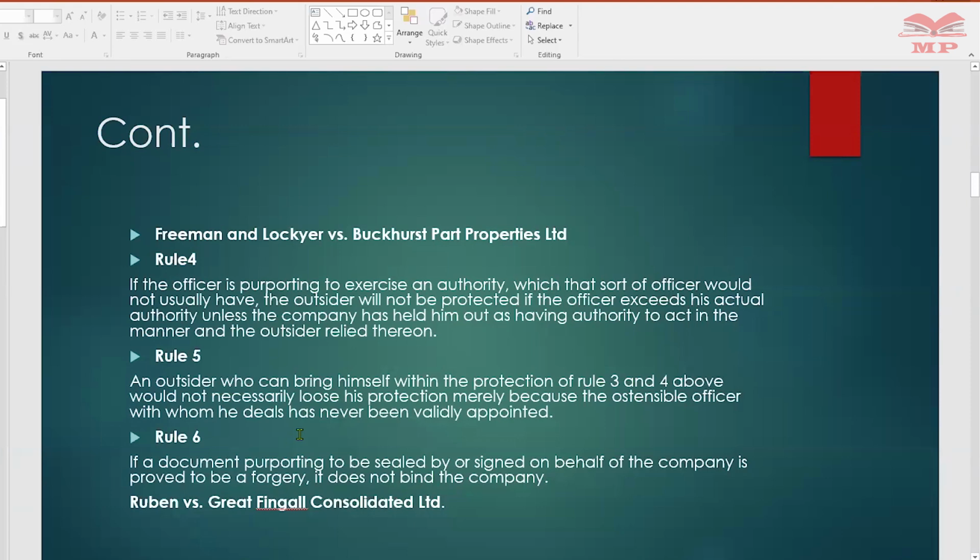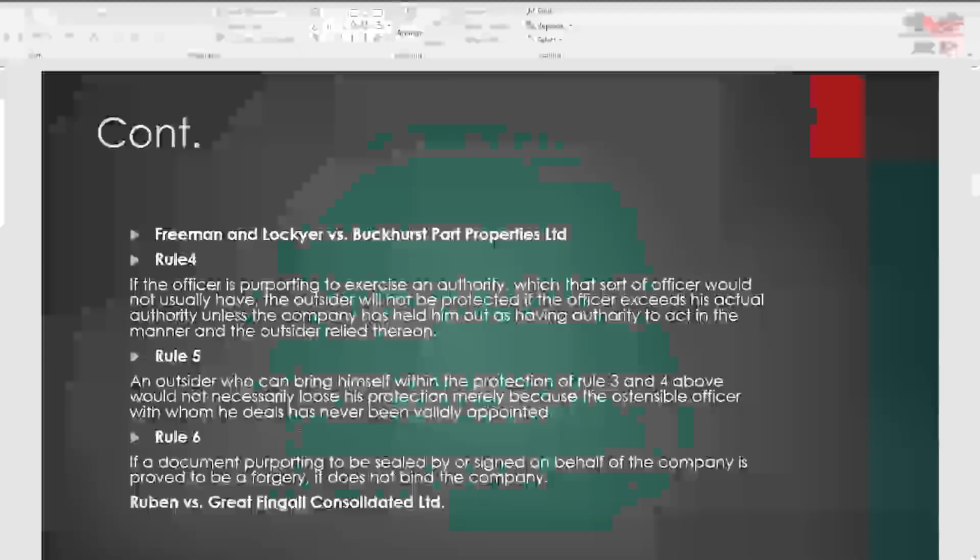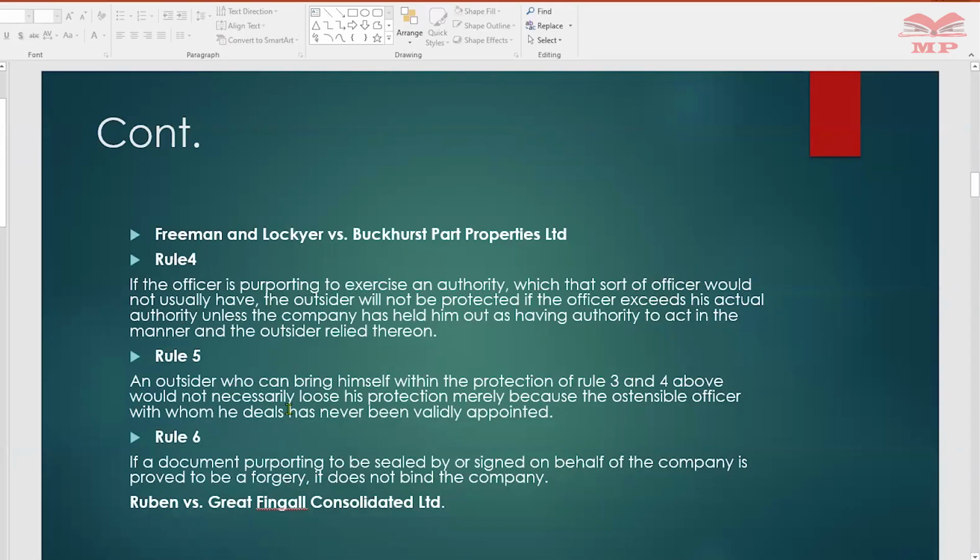So rule number 4 is that if the officer is purporting to exercise an authority which that sort of officer would not usually have, the outsider will not be protected if the officer exceeds his actual authority, unless the company has held him out as having authority to act in the manner and this outsider relied thereon.